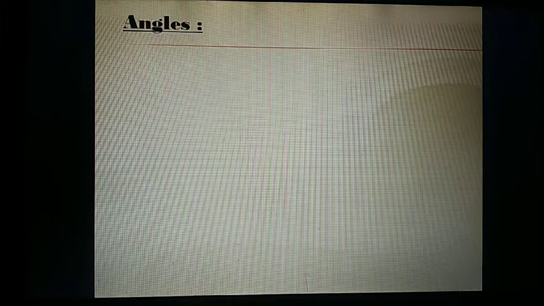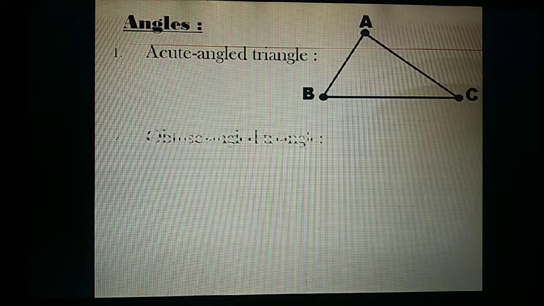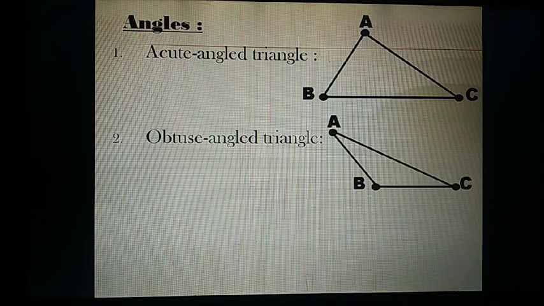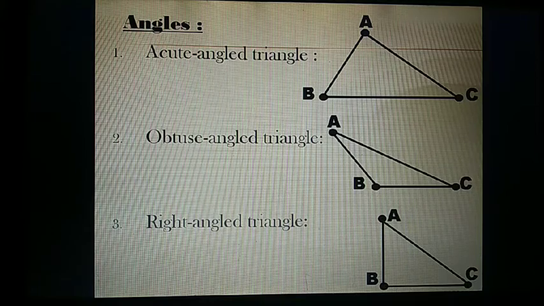Now, classification of triangles on the basis of angles. It's the acute angled triangle where all the angles are acute. Next is the obtuse angled triangle where one of the angles of the triangle is obtuse. Next is the right angled triangle where one of the angles of the triangle is a right angle.